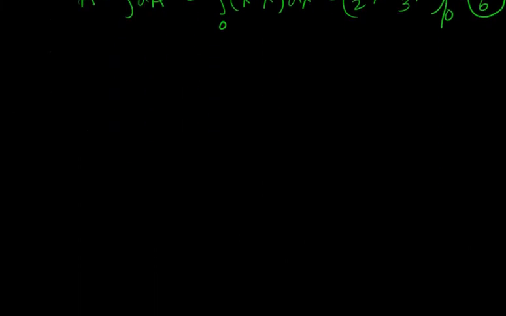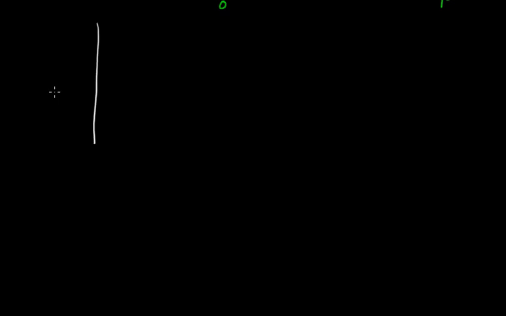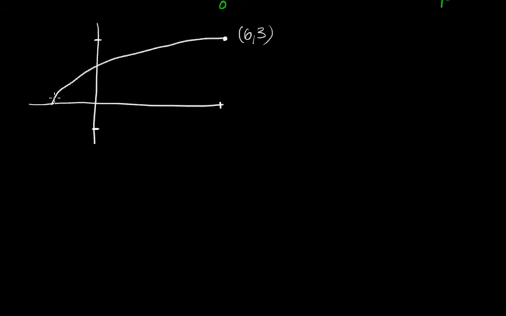So let me draw another region that we can try to find the area of. And this time it'll look a little bit different. This is minus 1, that would be 6. This is the point 6, 3. Now remember, in your problems, you may have to solve for points of intersection, but I'm giving them to you here.